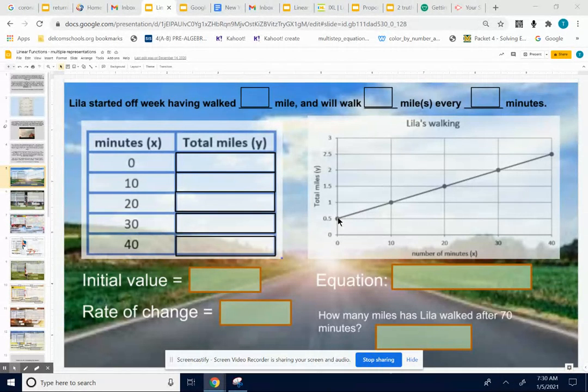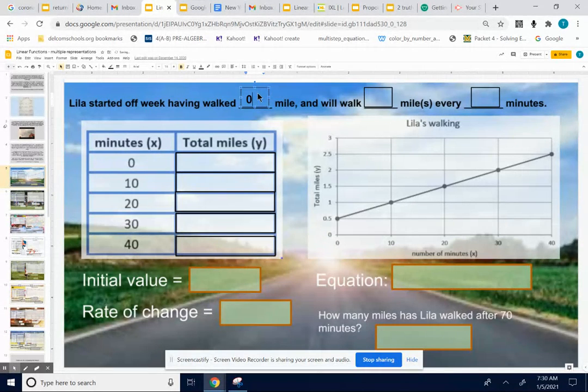So I'm going to start off with the sentence here at the top. Lila started off the week having walked 0.5 miles. Then I'm going to try to answer the other part of the sentence while I'm up there. And then she will walk blank miles every blank minutes. There are different ways you can answer that.